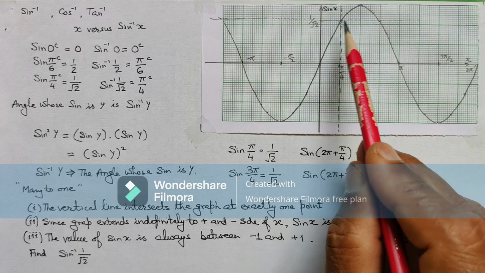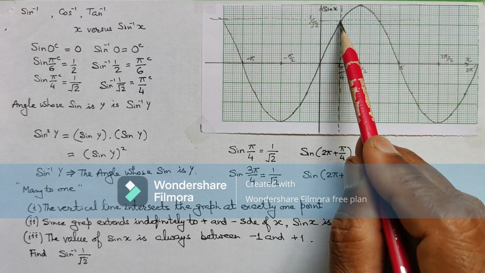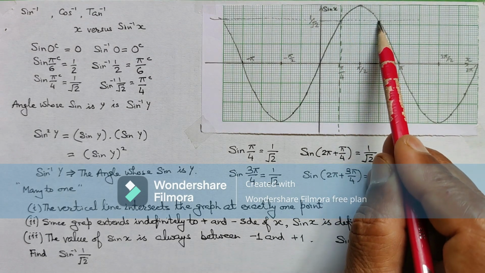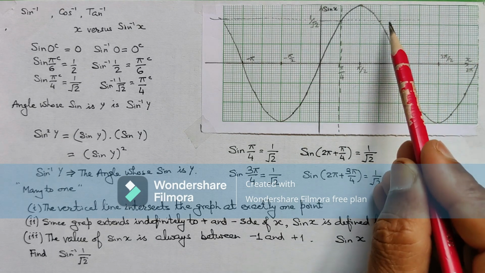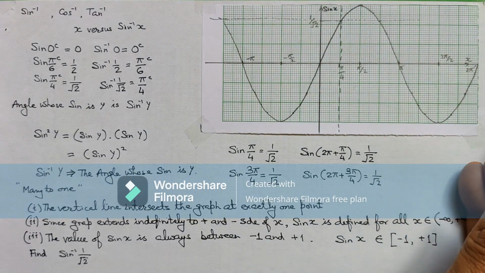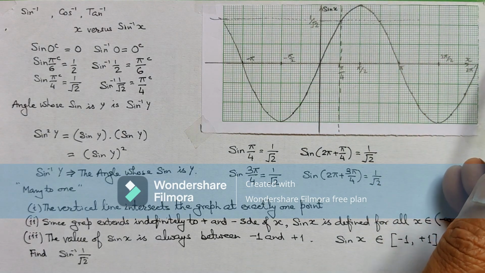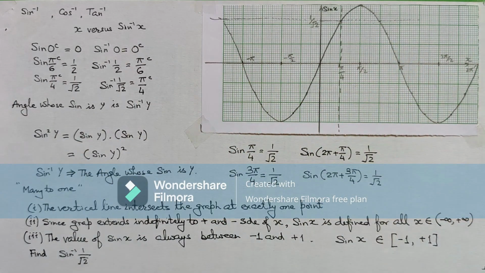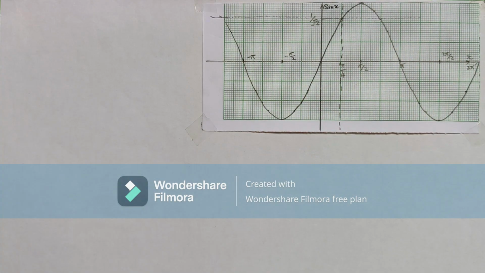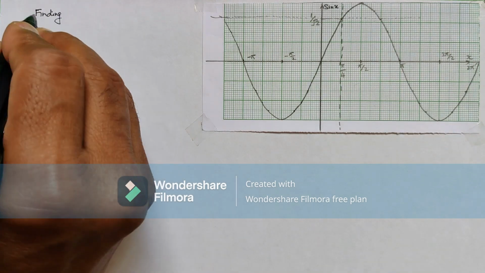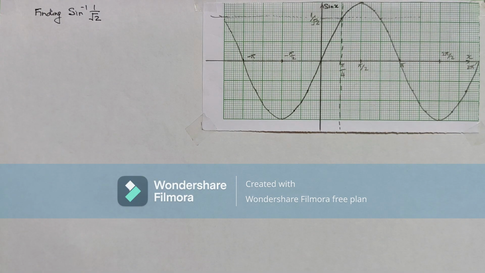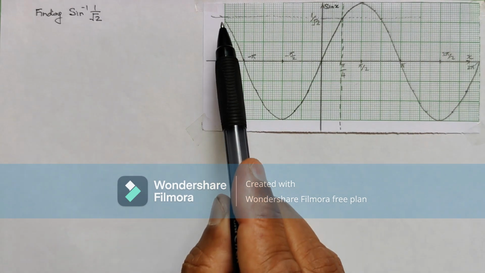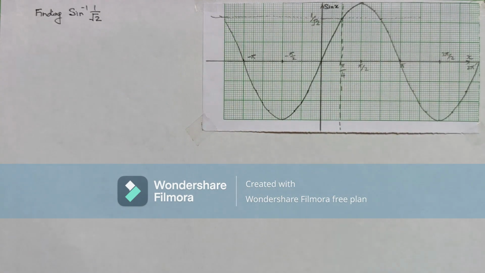The line intersects the graph at multiple points. It intersects here, here, and since the graph is repetitive, it will intersect the graph many more times, infinitely many more times, as the graph keeps extending to both sides. In this case of finding sine inverse of 1 by root 2, this line cuts the graph at multiple points.